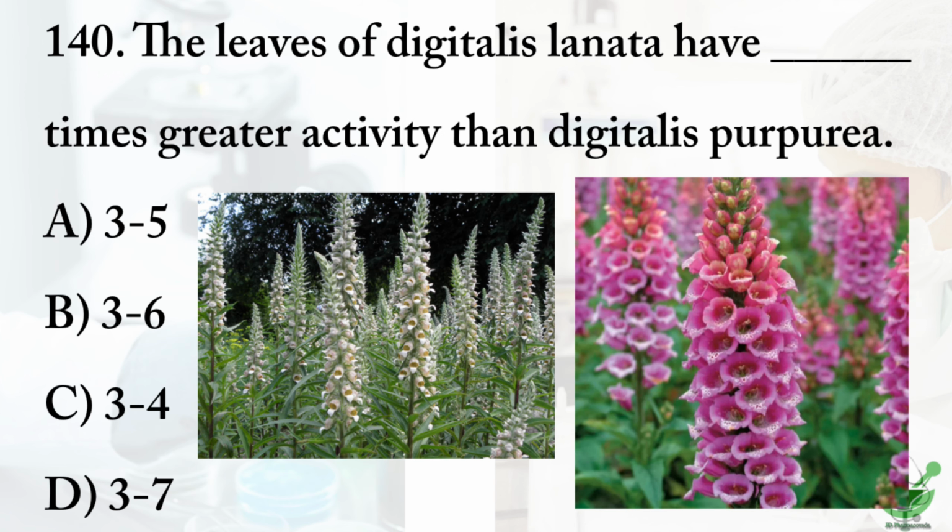Then question number 140. The leaves of Digitalis lanata have dash times greater activity than Digitalis purpurea. The options are option A 3 to 5, option B 3 to 6, option C 3 to 4, option D 3 to 7. The correct option is option C 3 to 4. So Digitalis lanata has 3 to 4 times greater activity than Digitalis purpurea.